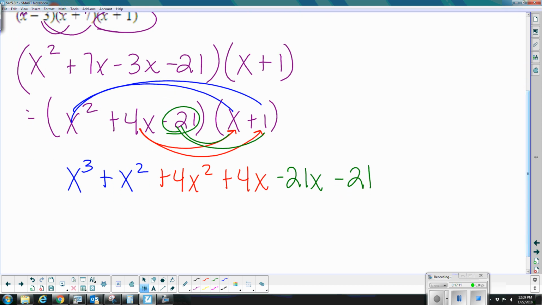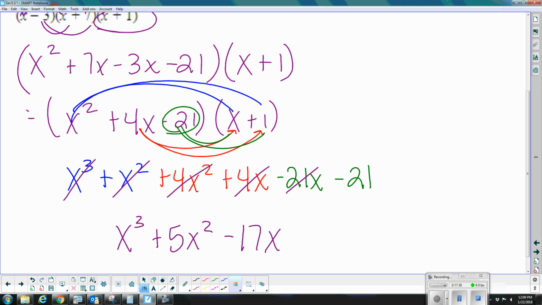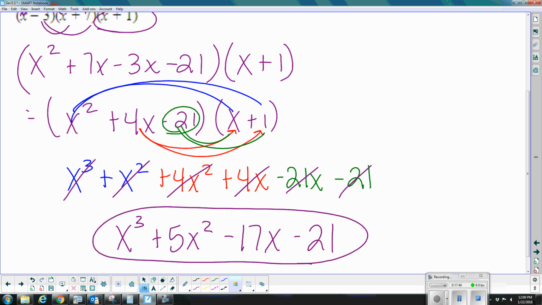And that's my answer, but it's not simplified. So now I have to simplify and add my like terms together. I've got x cubed, I have one of those. Then I've got a couple of x squareds. So x squared plus 4x squared is 5x squared. And then I've got a couple of just x terms. So 4 minus 21 is negative 17x. And then I have a single constant term, negative 21. And that is your final answer. All like terms are combined.